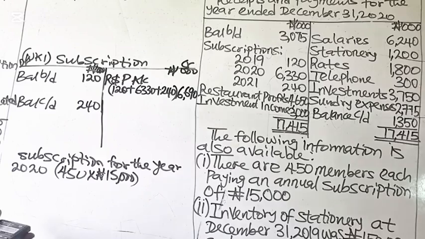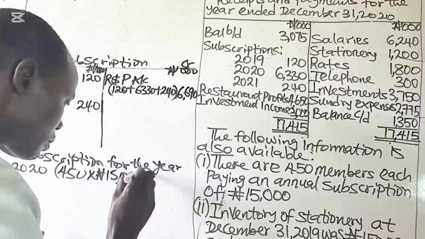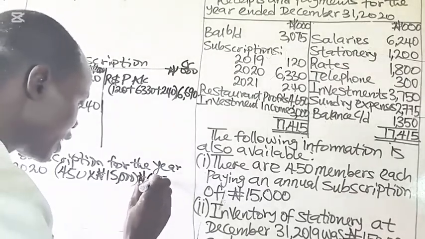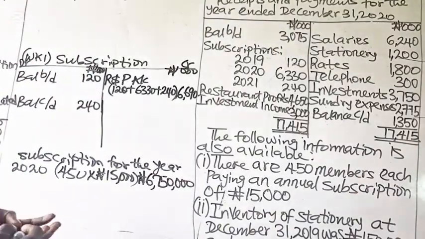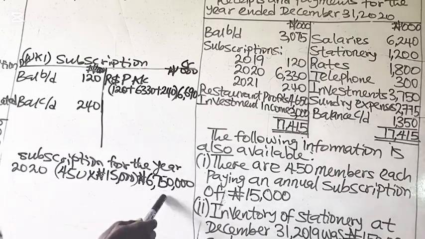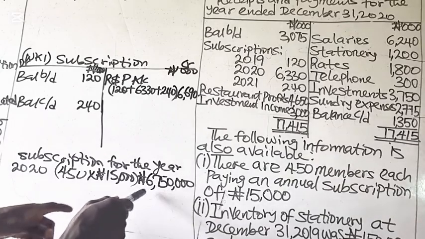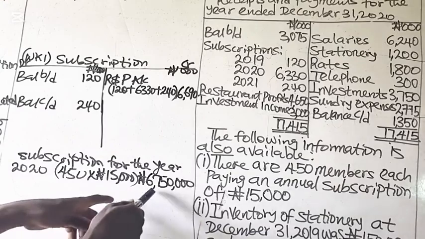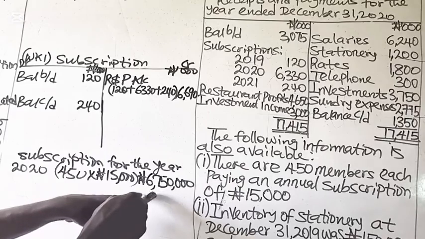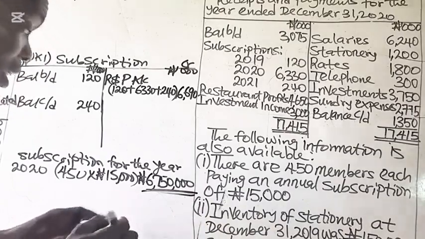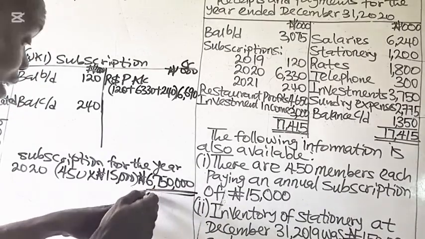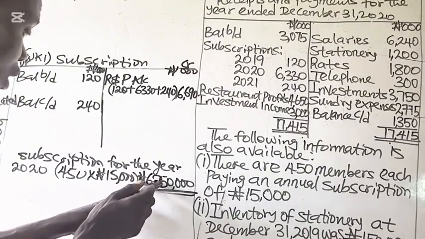450 times 15,000 gives us 6,750,000. That is the amount that is supposed to be received as subscription for the year 2020. And this amount is the amount you are supposed to show in income and expenditure account, because the amount meant for 2020 is the amount that will appear in income and expenditure account in the year 2020.